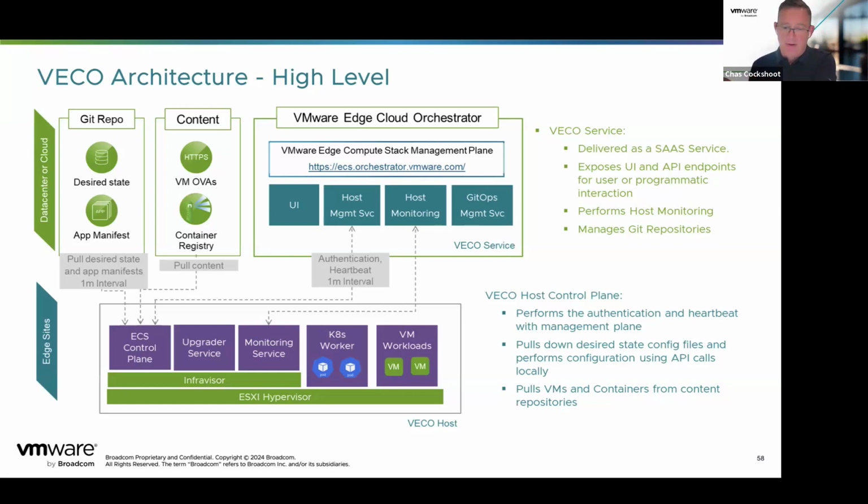And we will have on-premise, which is planned on the roadmap. The two boxes to the left are end user, customer owned. You have your Git repository, which has all your config, and then you have your content. That might be OVAs, container registry, and that can be in the data center or cloud, or it could be local on the edge site.